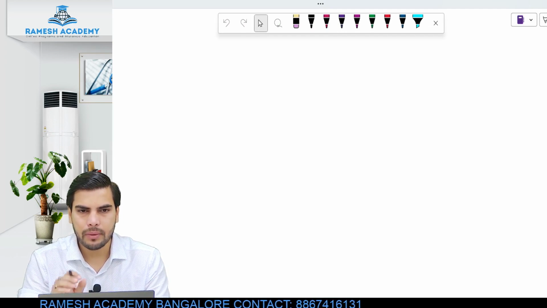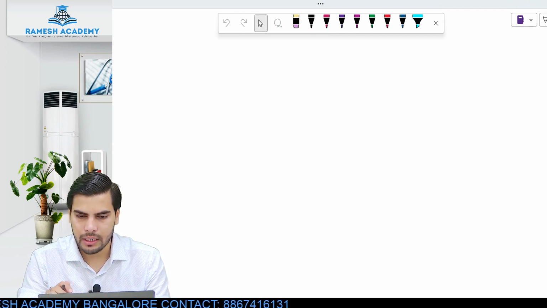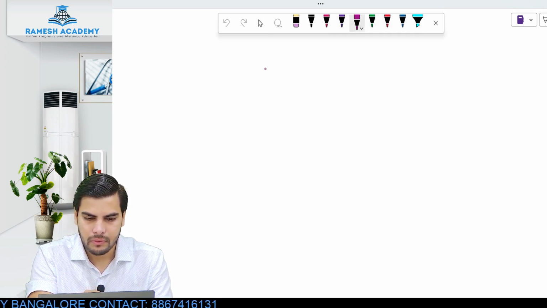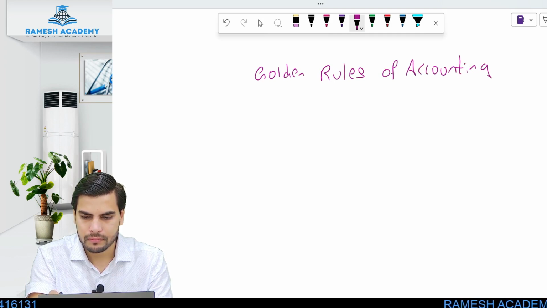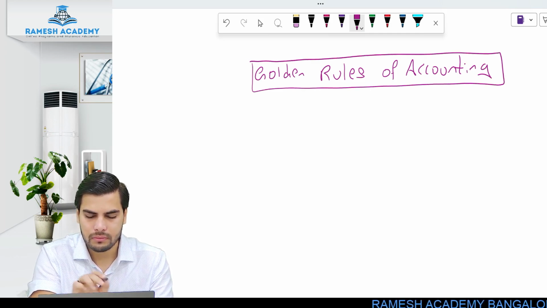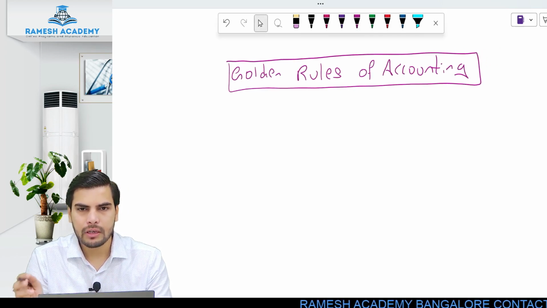This is important. Based on this only we'll be passing the journal entry, so pay complete attention and understand this concept. These are the golden rules of accounting. Based on this only we'll be identifying whether an account should be debited or credited.